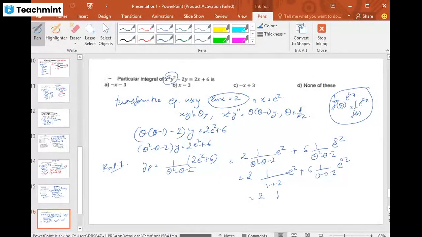This is 2 times e power z upon minus 2. This is 6 upon minus 2. This is equal to minus e power z minus 3. And what is e power z? This is x. So answer is minus x minus 3. This is the correct one.